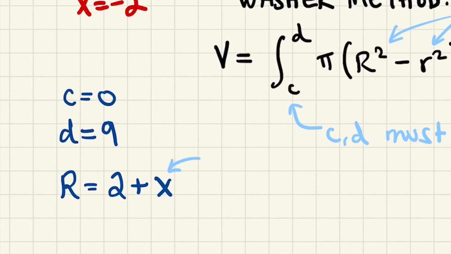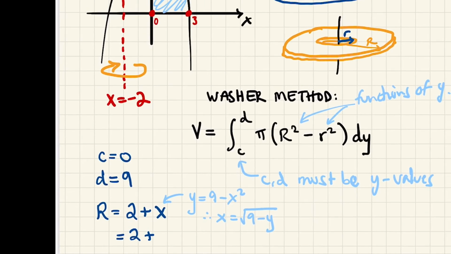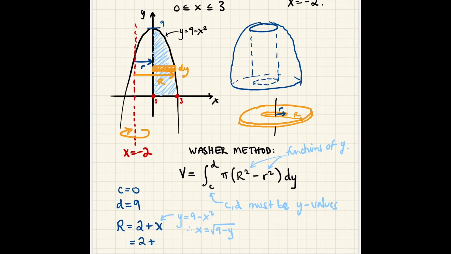So how is that x defined? Well, y is equal to 9 minus x squared. So therefore, x is equal to the square root of 9 minus y. So we can say that our capital R is 2 plus that x direction, which is given by that curve, the parabola, 9 minus y under a radical. So there's what our capital R is. Lowercase r is always the same, and it's always just the fixed length of 2.